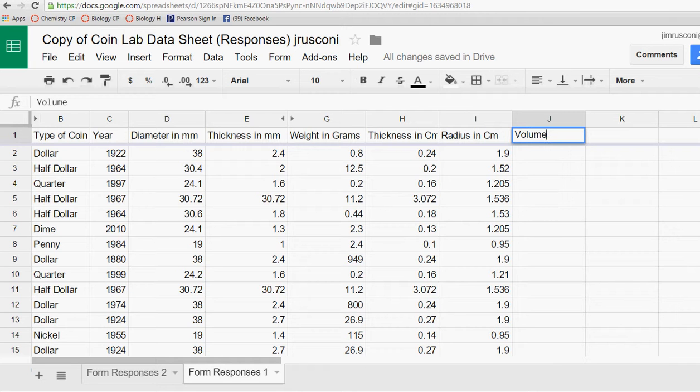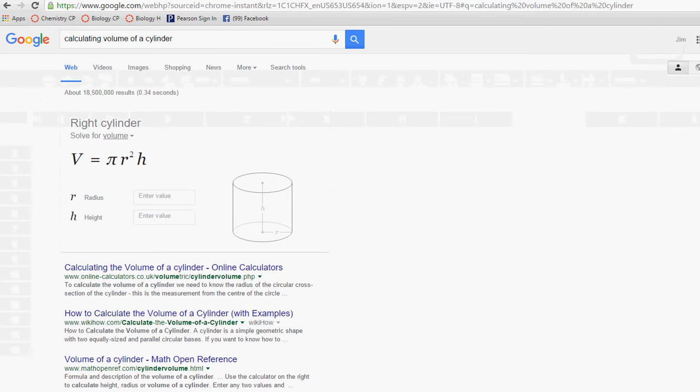Those nooks and crannies mean they're probably going to wind up being a little bit less volume than the actual weight is going to indicate. But we're going to assume that they're perfect cylinders. So how do you do that? Well, if you go over here, I actually Googled this. Volume equals pi times radius squared times height.